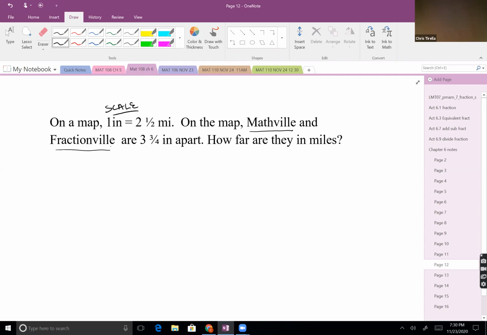Well, let's see. I have 3 3/4 inches, and each inch is 2.5 miles. And so I think we need to multiply. And so I'm going to be quiet for a minute and ask you folks to please find this product for me. Tell me what you got.